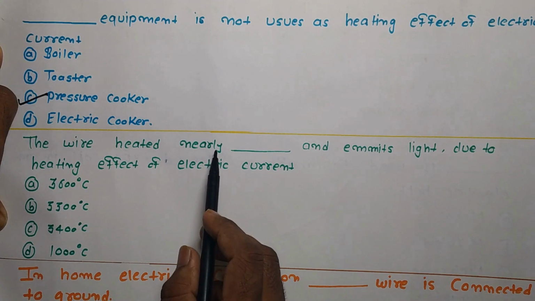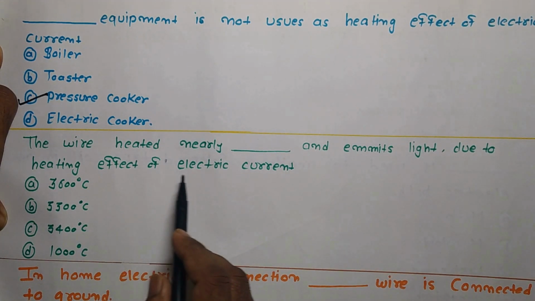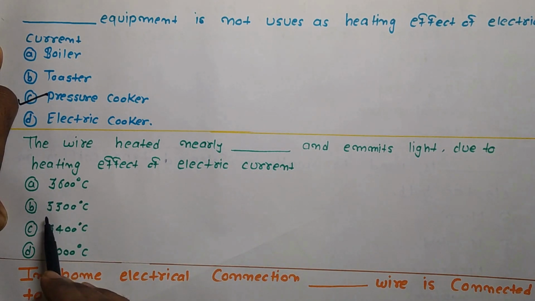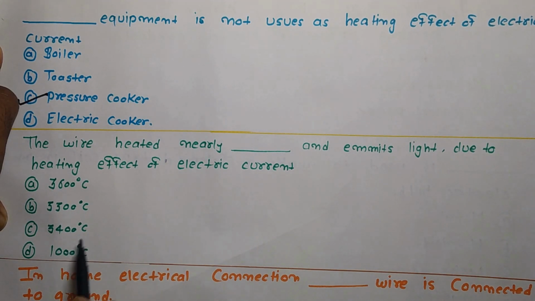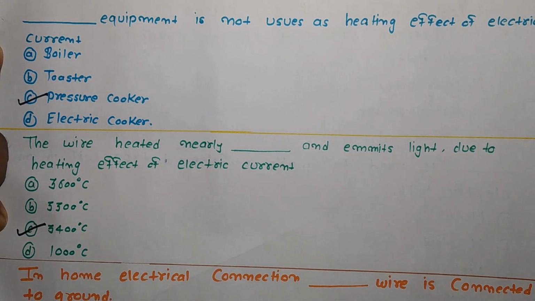The wire is heated nearly dash and emits light due to the heating effect of electric current. 3600 degrees Celsius, 3300 degrees Celsius, 3400 degrees Celsius or 1000 degrees Celsius. So the correct answer is C, that is 3400 degrees Celsius.